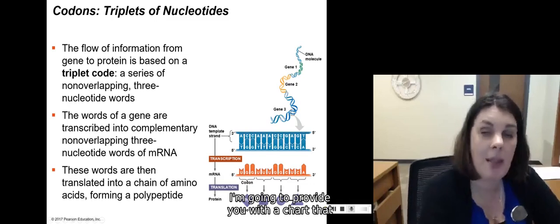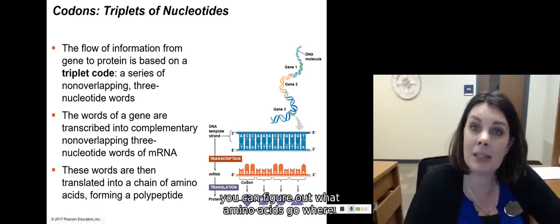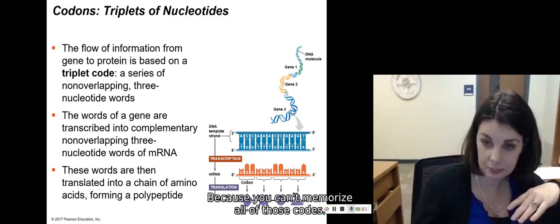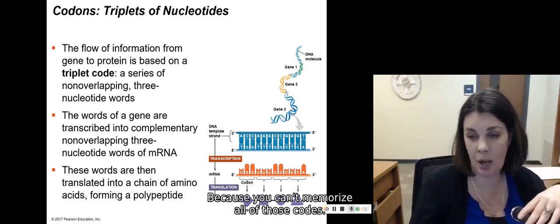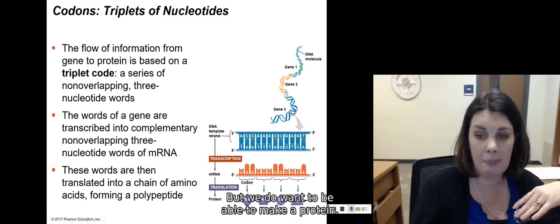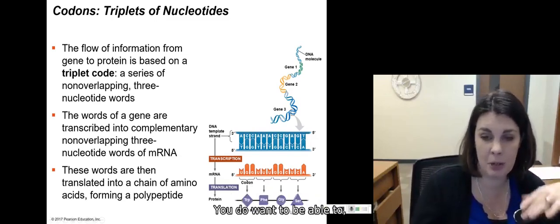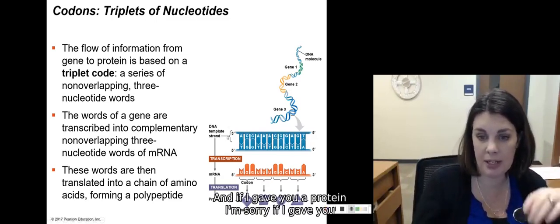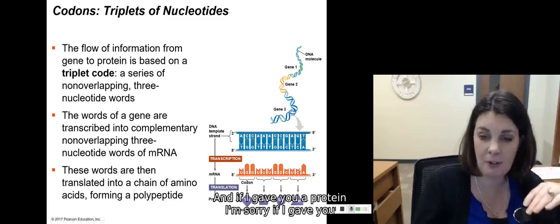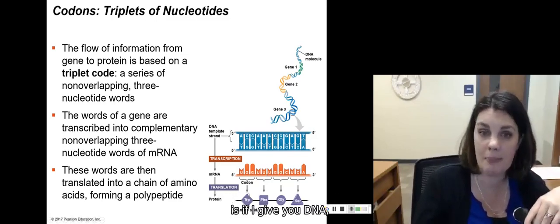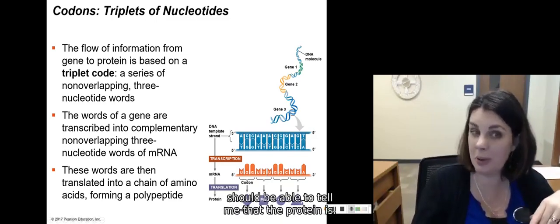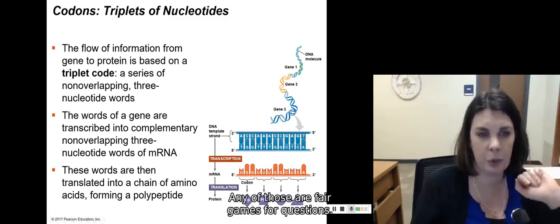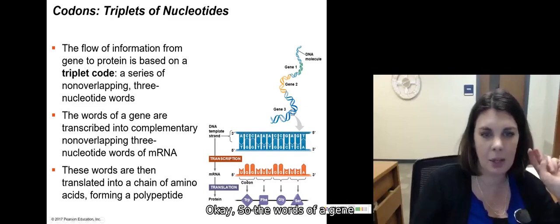I'm going to provide you with a chart so you can figure out what amino acids go where, because you can't memorize all of those codes. But we do want to be able to make a protein. If I give you DNA, you should be able to tell me what the RNA strand is. And if I give you an RNA, you should be able to give me what the protein is. And if I give you DNA, you should be able to tell me what the protein is. Any of those are fair games for questions.